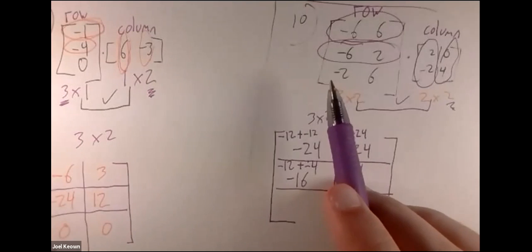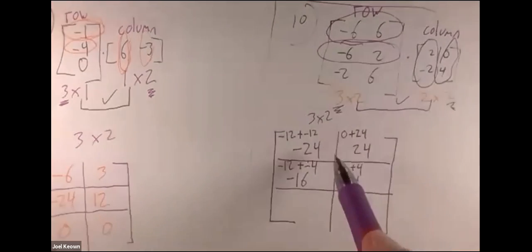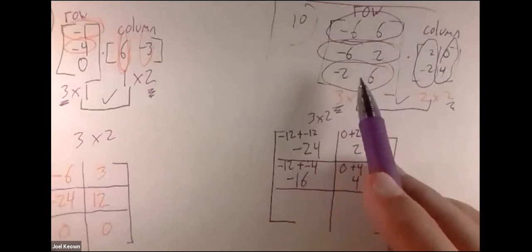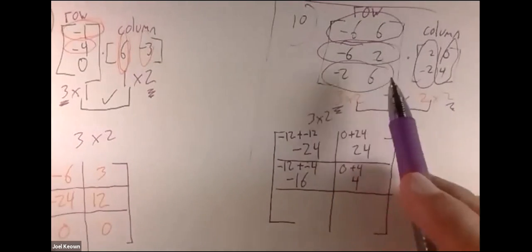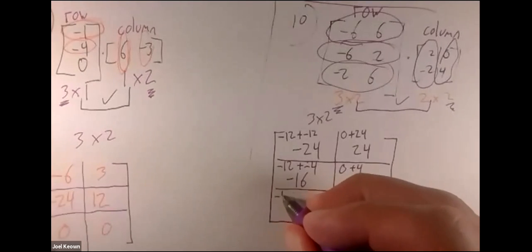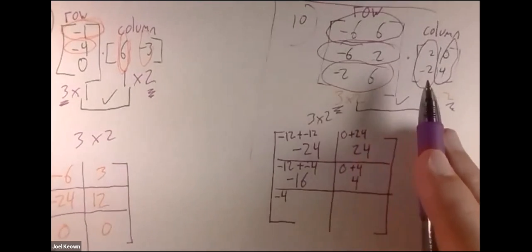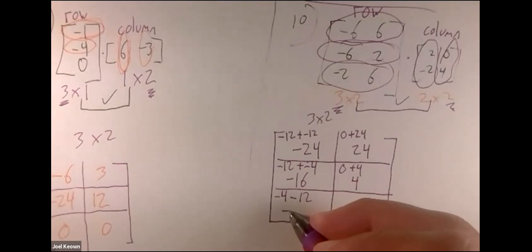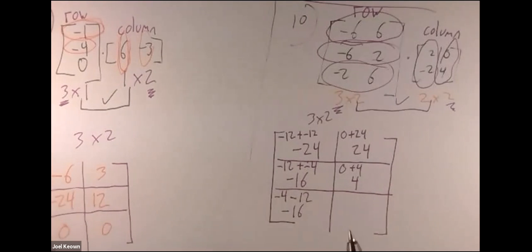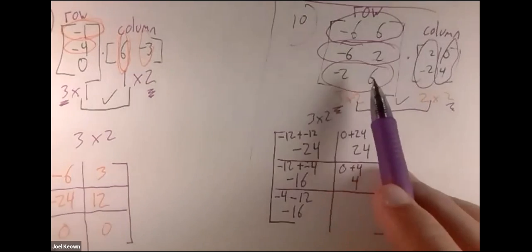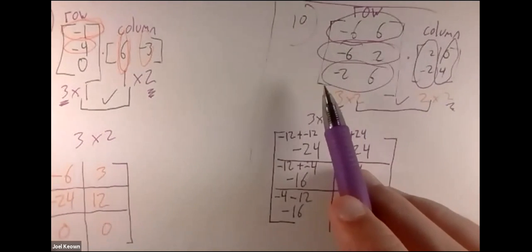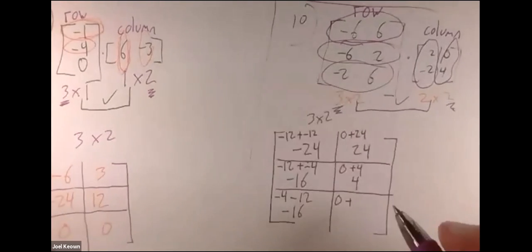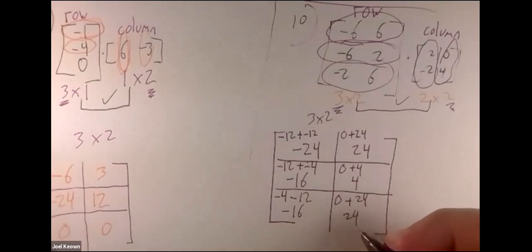Last row. Negative 2 times, oh, sorry, I'm in my third row. This box is in the first column. So third row, first column. Negative 2 times 2 is negative 4. 6 times negative 2 is negative 12. And together, negative 16. This last box, third row, second column. Negative 2 times 0, 0. 6 times 4, 24. The value's 24.